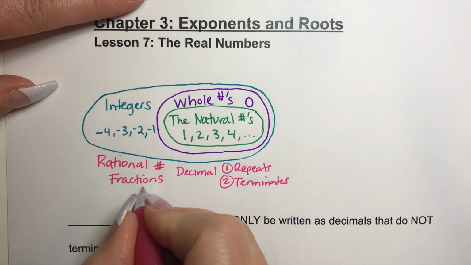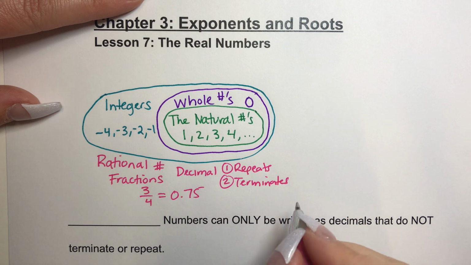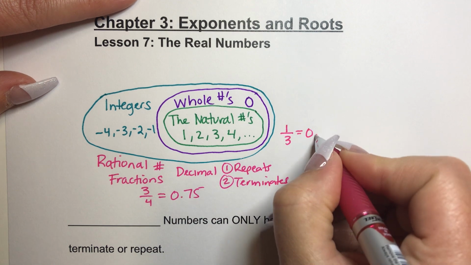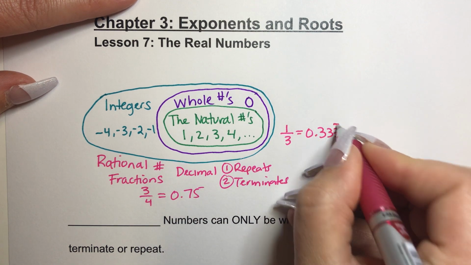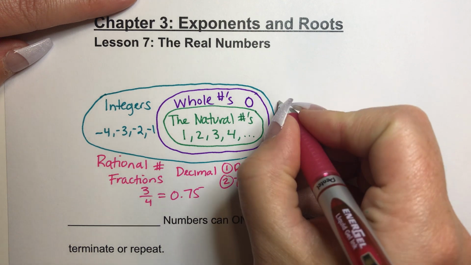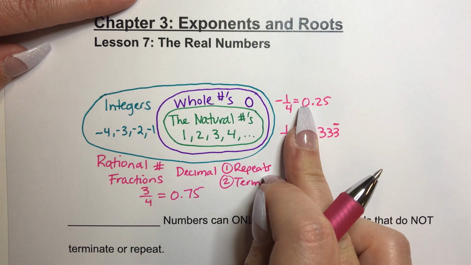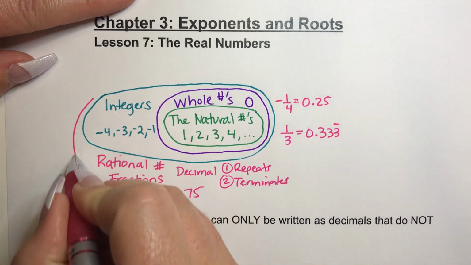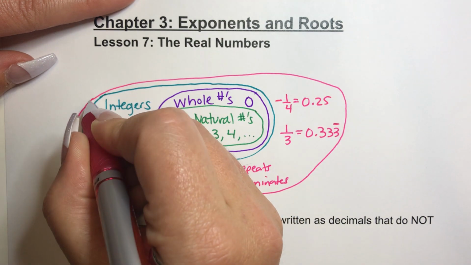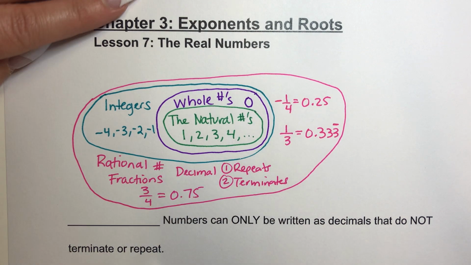So something like this. If I have 3/4, that's a rational number because the decimal is 0.75, it terminates. Also another fraction could be 1/3. 1/3 as a decimal is 0.33333. I'm going to put that vinculum on top, which means it repeats. You could also have something like -1/4 because as a decimal, it terminates. 0.25, it stops. So these are all rational numbers, okay? But also a rational number includes all of these as well. So it can be an integer, it can be a whole number, it can be a natural number.